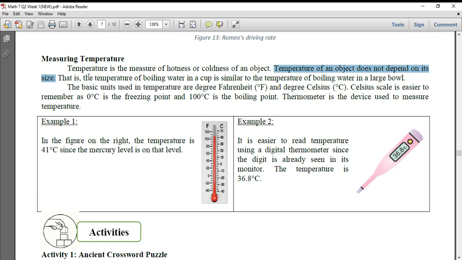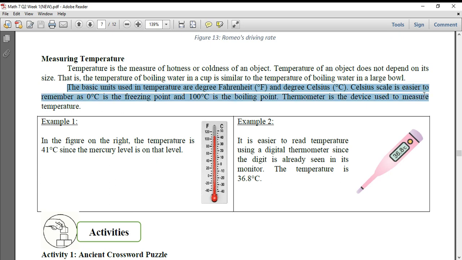So, bukod doon ay there is the temperature of boiling water in a cup similar to the temperature of boiling water in a large bowl. So, kaya nga ito sinasabi, okay, kung boiling water ay nasa cup, so ganun din ang temperature niya kung yung boiling water na yun ay nasa large bowl. Okay? So, pareho lang. So, the basic units in temperature are degrees Fahrenheit and degrees Celsius.